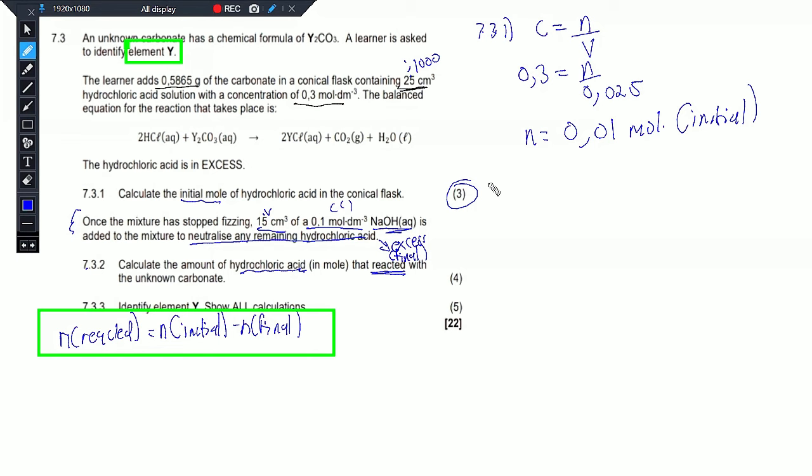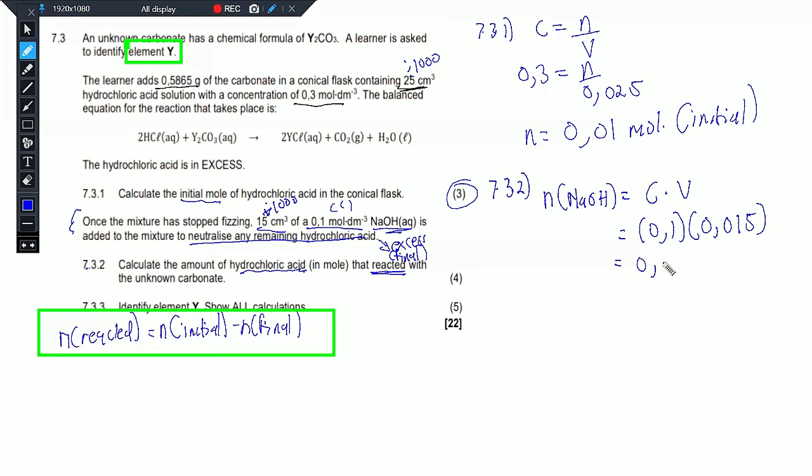Okay, so starting with our question 7.3.2, we are given the volume and concentration of sodium hydroxide. So to calculate the number of moles of sodium hydroxide, we can say that's concentration multiplied by volume. Our concentration is 0.1, volume, again, we divide by 1,000, which is 0.015. And then if you multiply here, that's 0.0015. I'm not going to round off because it's not the final answer.